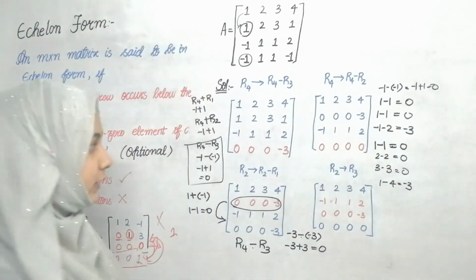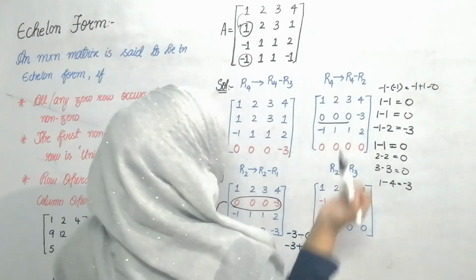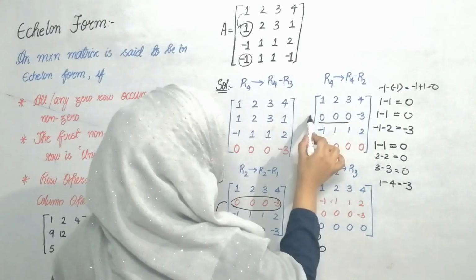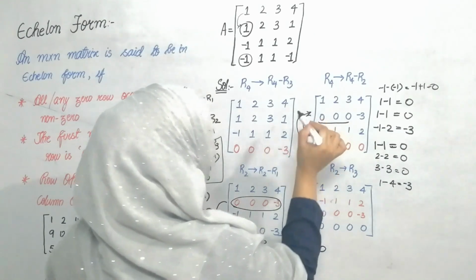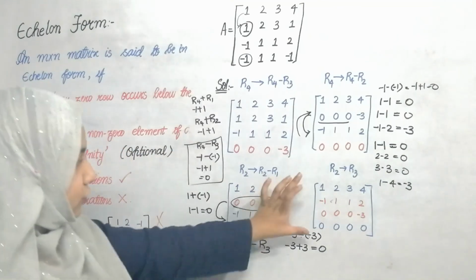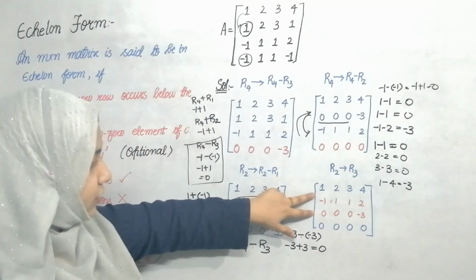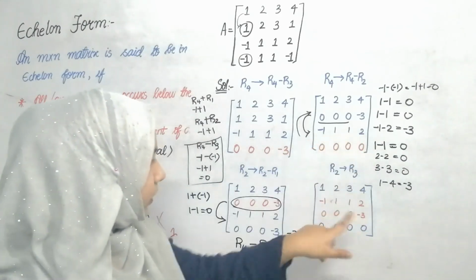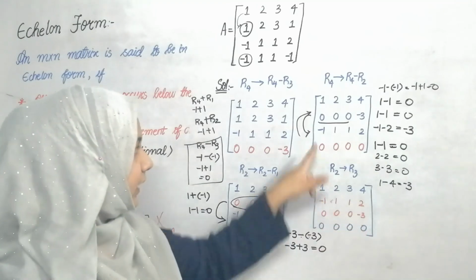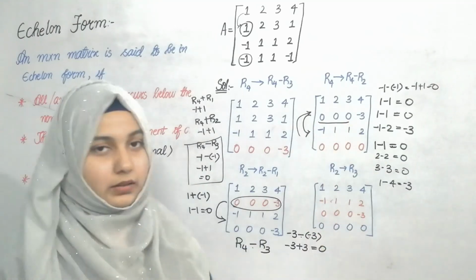Next. See here, this all 3 are 0. So instead, I'm going to interchange these. Row 2 and row 3 are being interchanged. Row 1 and row 4 will be as they are. So row 2 will be minus 1, 1, 1, 2, and row 3 will be 0, 0, 0, minus 3.